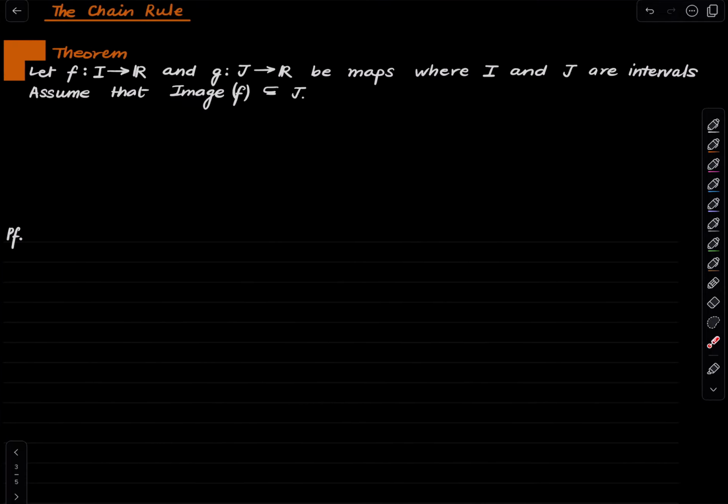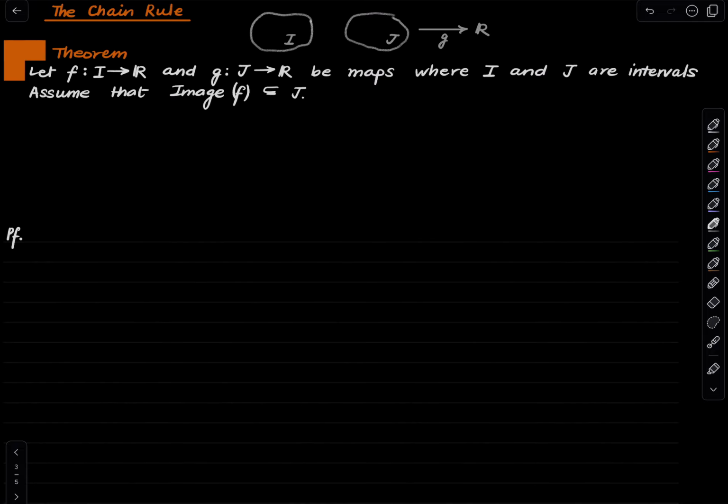Start with two functions, f and g. f is defined on I, g is defined on J, and I and J are assumed to be intervals. Assume that the image of f is contained in J. Let me illustrate by picture. We have seen this picture many times. The first blob denotes I, the second one denotes J. And g is a function from J to the reals.